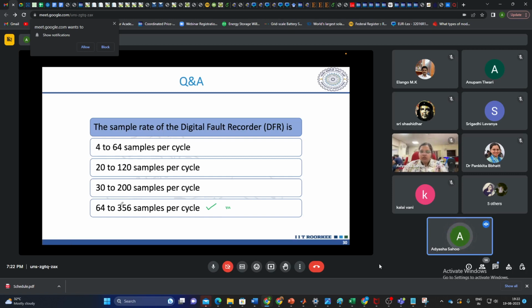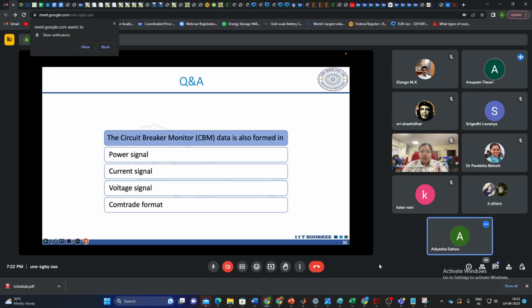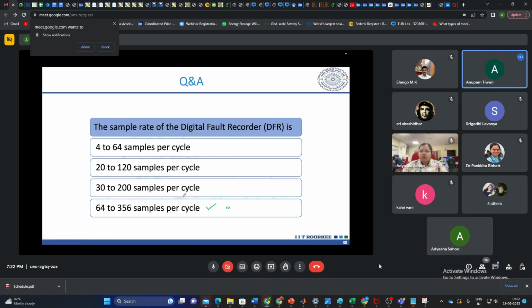Okay, so first question, this was the correct answer basically: digital fault recorder. And any reason, ma'am, why it is from 64 to 256? So digital fault recorder has a high sampling rate. We cannot enforce why at this rate. You can say the range must be on the higher side, but why this? This is basically informative or data type.